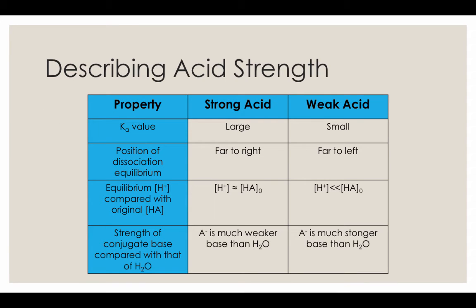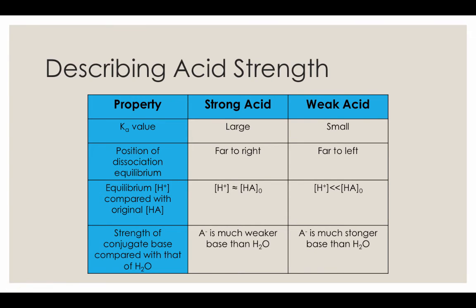Here's a table summarizing everything we've seen so far. Starting with strong acids, recall that our equilibrium position will lie far to the right. The reactions essentially go to completion. Therefore, the H+ concentration will be essentially equal to the initial acid concentration, since all of the initial acid will have dissociated into H+ and A-.